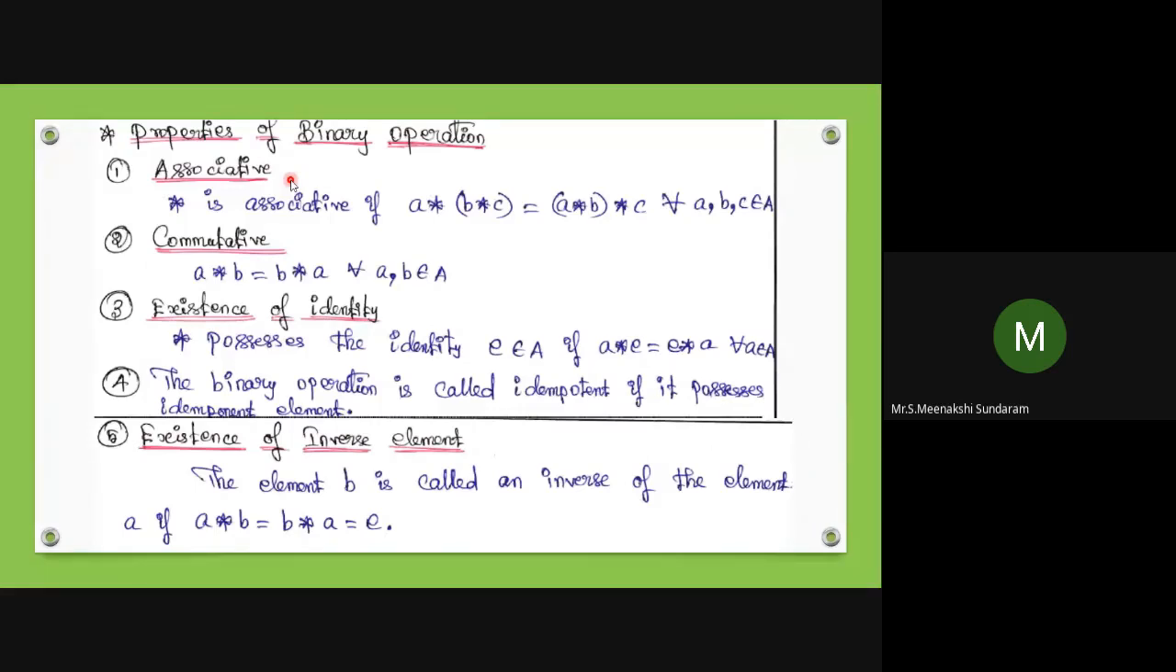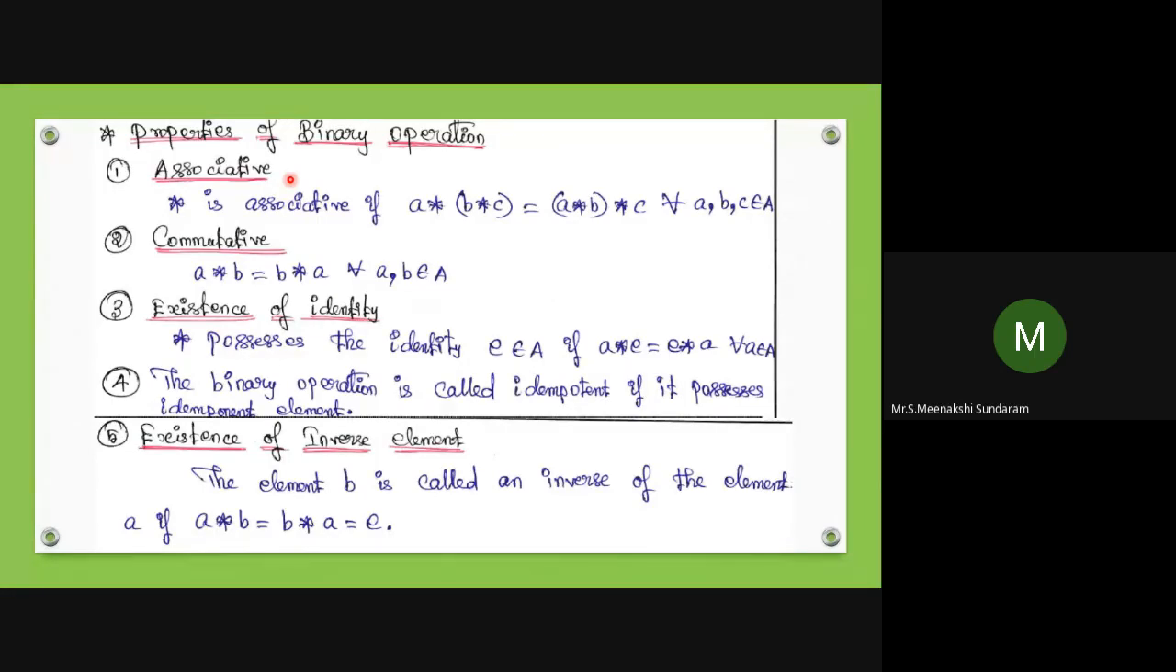Existence of inverse element: A star B equals B star A equals the identity element. For example, for multiplication the identity is 1, and for addition the identity is 0. For addition, the inverse is the opposite. Plus 2, the additive inverse is minus 2. Minus 2, the additive inverse is plus 2.